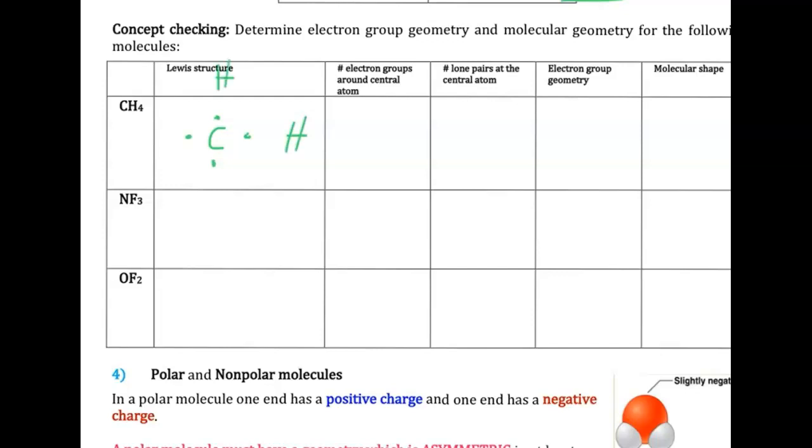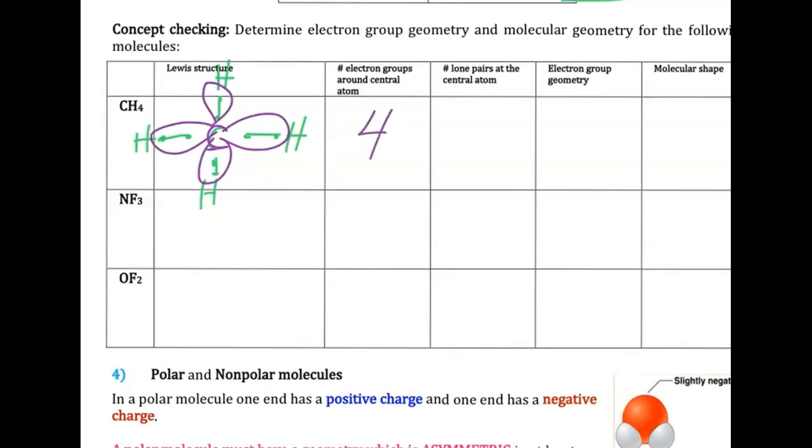So let's do concept checking. Methane. In methane, there is a carbon which is bonded with 4 hydrogens here. This is the Lewis dot structure. So hydrogens around carbon, and remember each hydrogen brings one electron here. So they're going to bond, forming four single bonds.